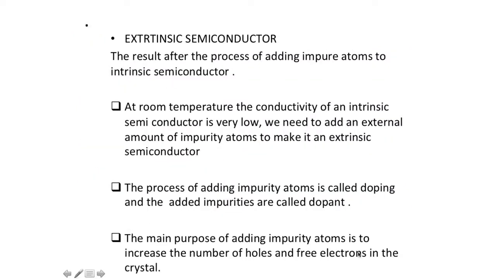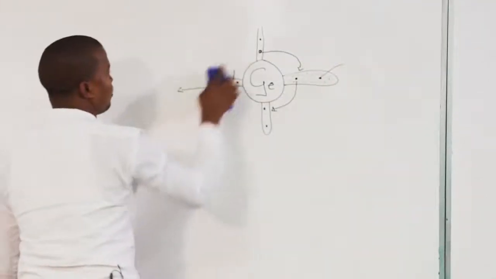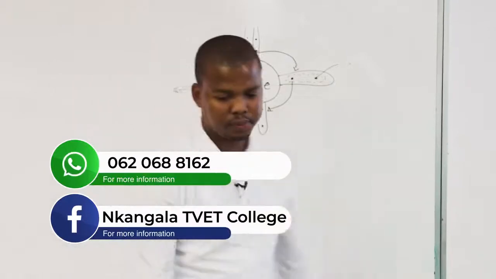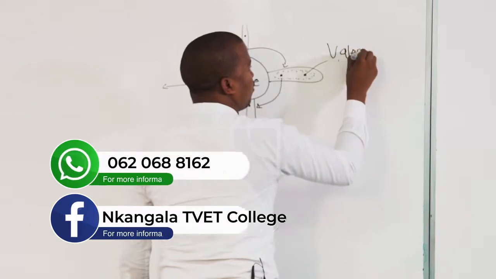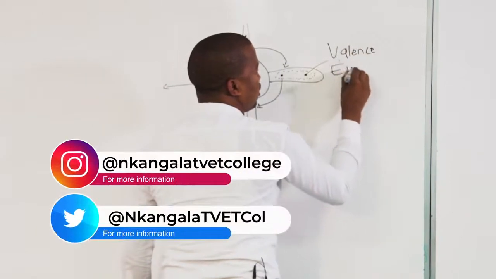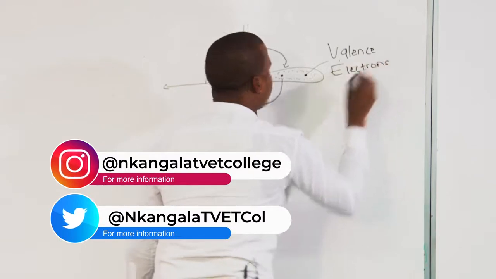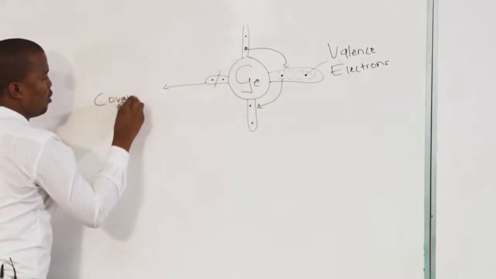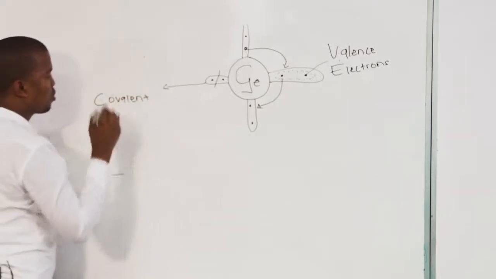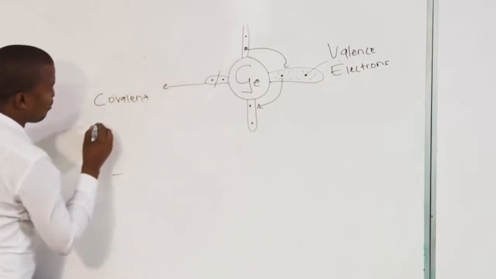Now that we are done with intrinsic semiconductor, we are entering extrinsic semiconductor. Let's put this back. These ones are covalent bonds. I put them back because we'll still talk more about them.